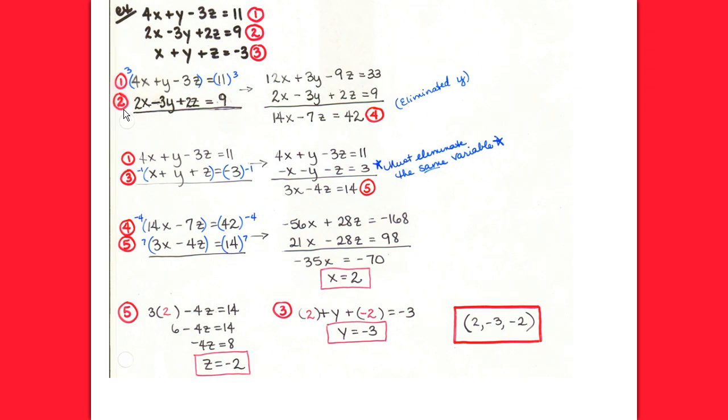So I started off here and said, hey, it looks like y would be pretty easy to get rid of. If I just multiplied this top equation by 3, then I'd have a +3y and a -3y. So that's what I did. I multiplied this top equation by 3 to create an equivalent system.